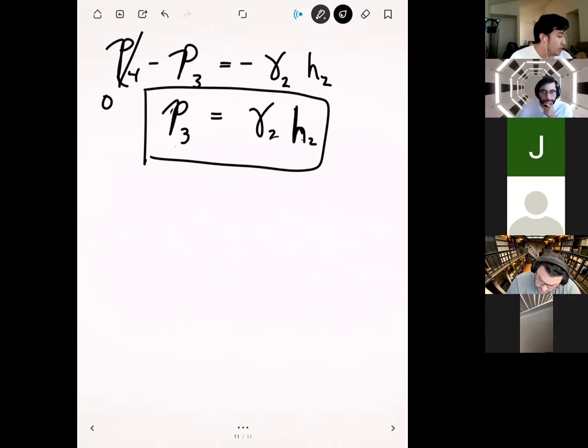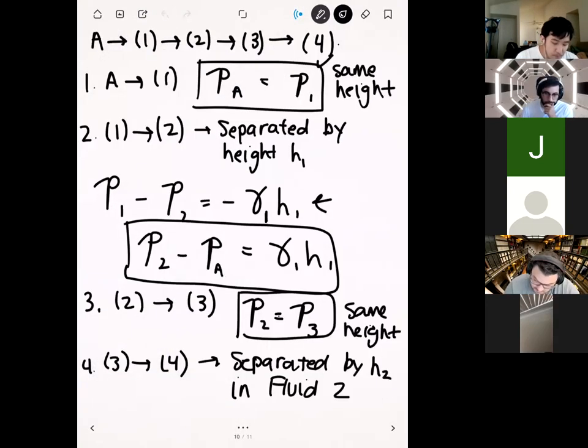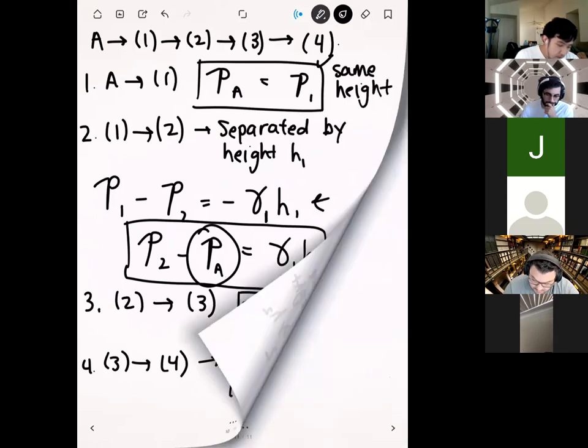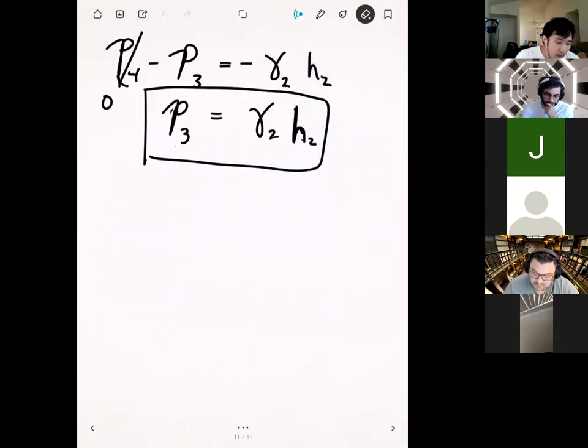Right, so that's all the different points. And so now what we can do is take all the equations here that we boxed and use them to find an expression for PA. Because remember, PA is what we were looking for as we started this problem. Okay, so let's start at the back and move forward.